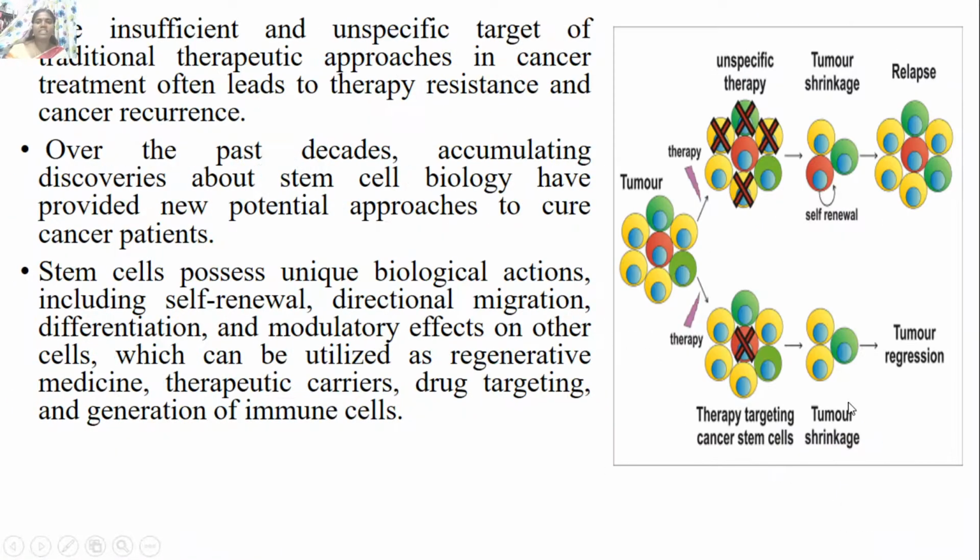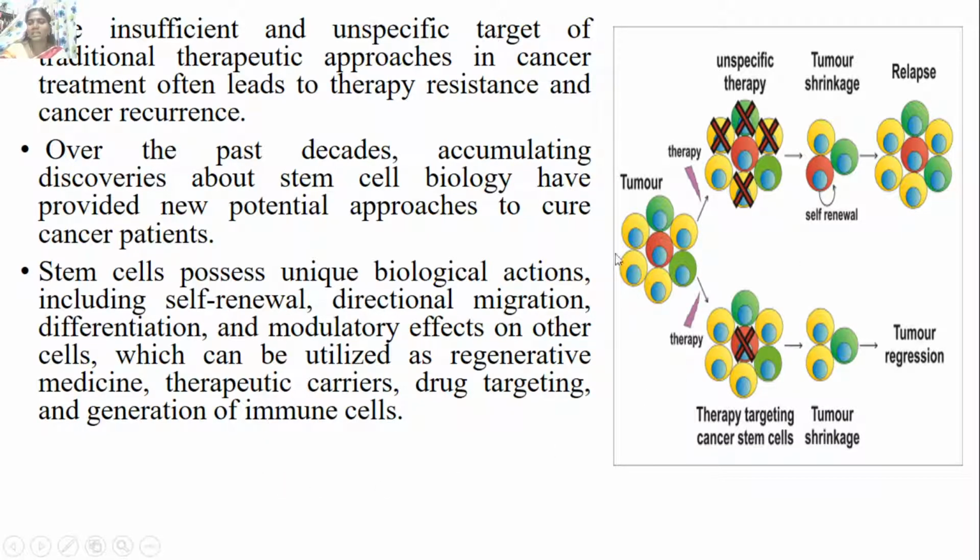So now I will study what treatments are available. The insufficient and unspecific targeting of the traditional therapeutic approaches in cancer treatment often leads to therapy resistance and cancer reoccurrence. Over the past decade, accumulating discoveries about stem cell biology have provided new potential approaches to cure cancer in patients. Stem cells possess unique biological actions including self-renewal, directional migration, differentiation, and modulatory effects on other cells, which can be utilized as regenerative medicine, therapeutic carriers, drug targeting and generation of immune cells.